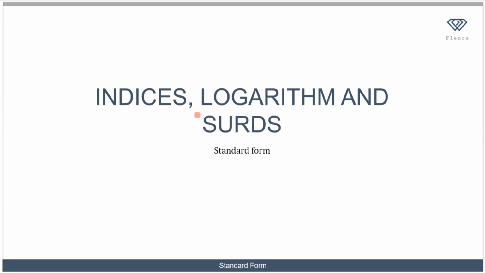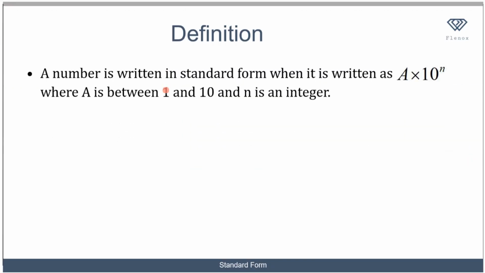So now we'll be taking a quick look at standard form. And what is standard form? A number is written in standard form when it is written as a times 10 raised by n, where a is between 1 and 10 and n is an integer. So what does it mean? Standard form is just a standard way of representing numbers, and I'll show you what I mean.